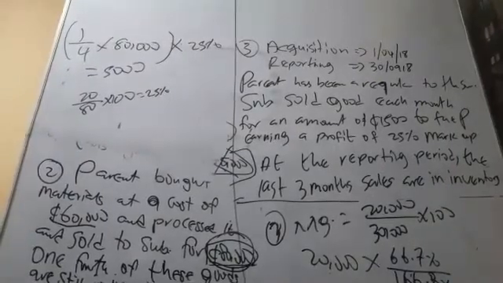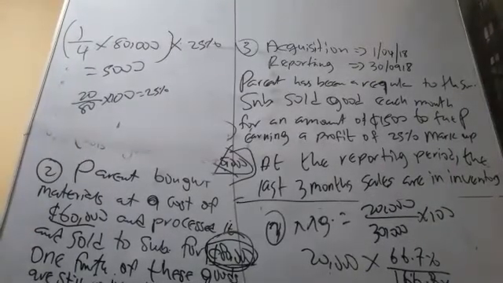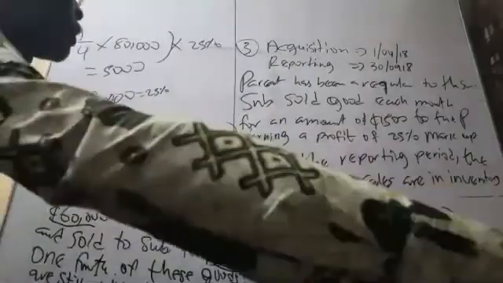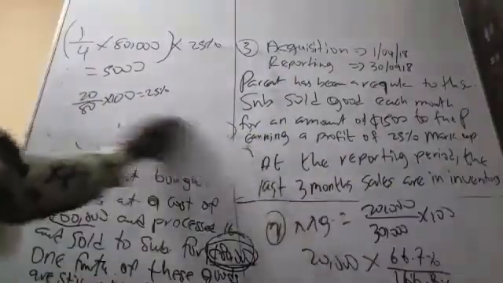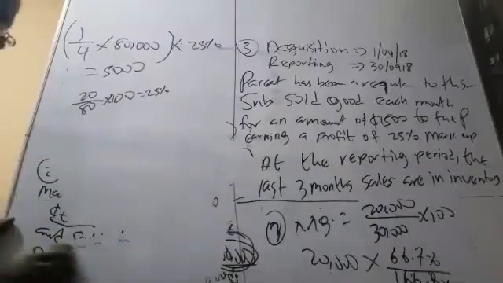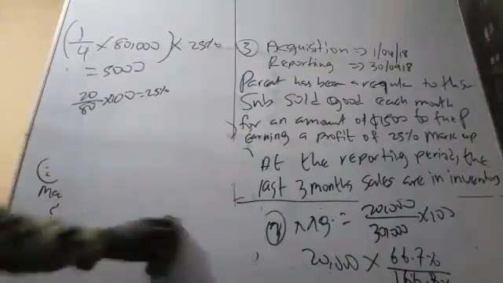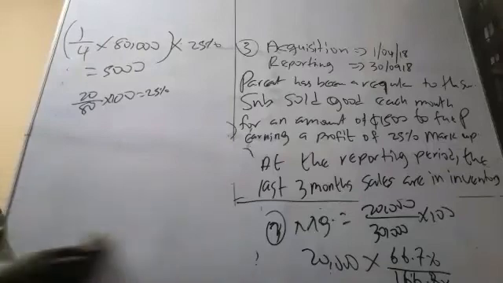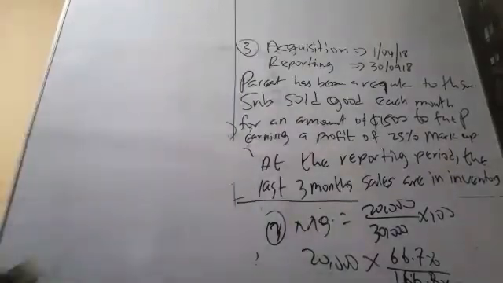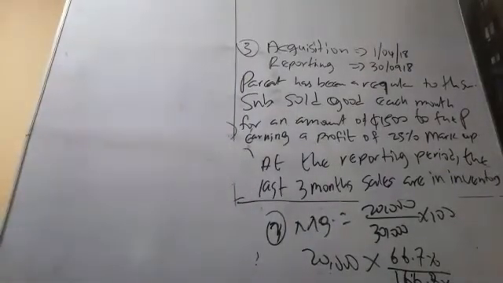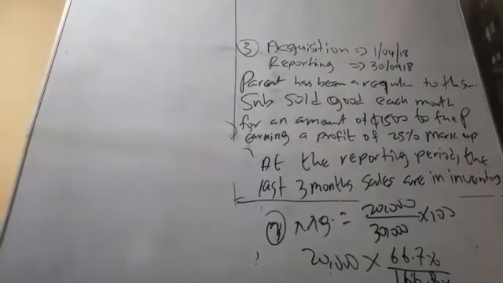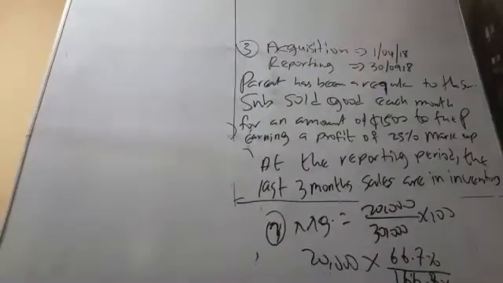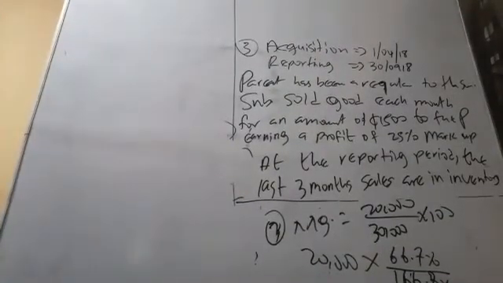Now the third one is a bit long, but it's okay. It's not too difficult. Now the third one says that the acquisition date is 1st of April 2018, right? The reporting period is 30th September, right?